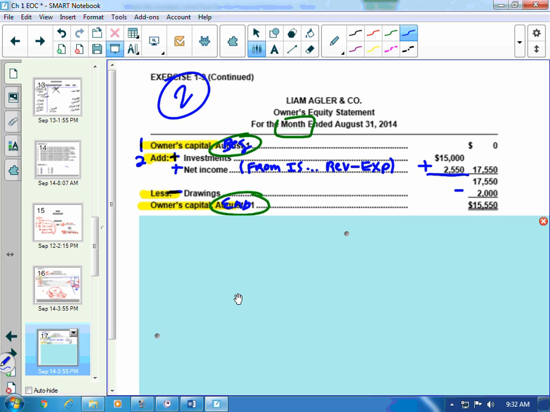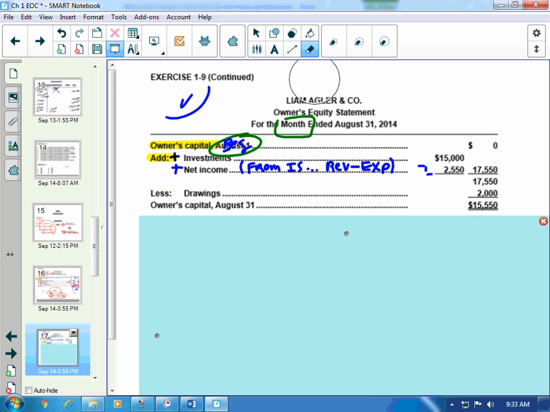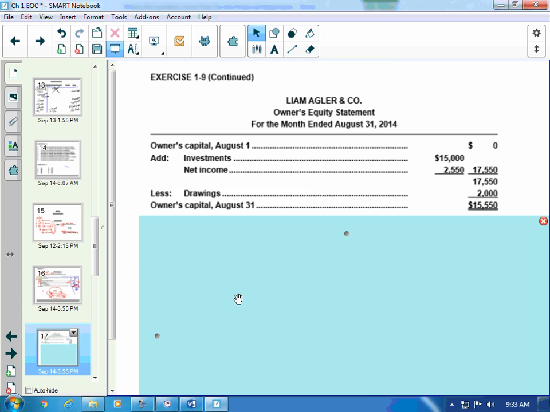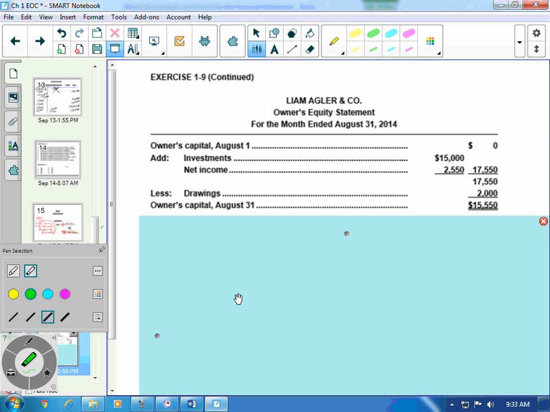So hidden in those two financial statements are the two pluses and the two minuses from that owner's capital or owner's equity. It's just that this line, I'm going to erase all of this so it gets clean, this line right here combines a plus and minus from before.